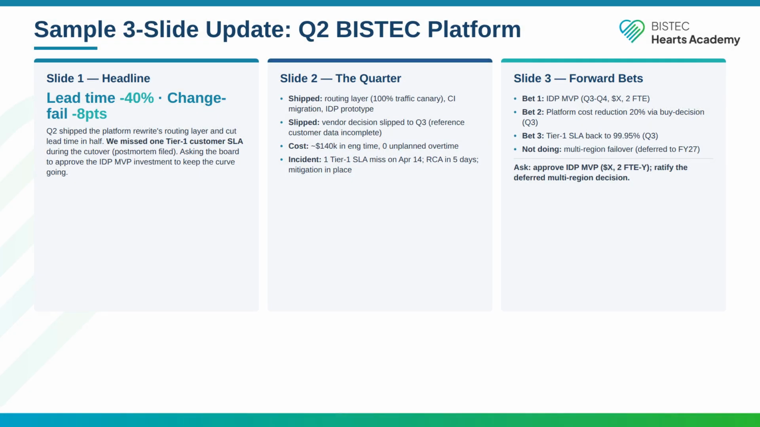Here is a worked example. A real board update we walked through last quarter. Look at the structure, not the content. Slide 1 headline. Lead time down 40%, change fail rate down 8 points. One sentence. Q2 ship the platform rewrite's routing layer, and cut lead time in half.